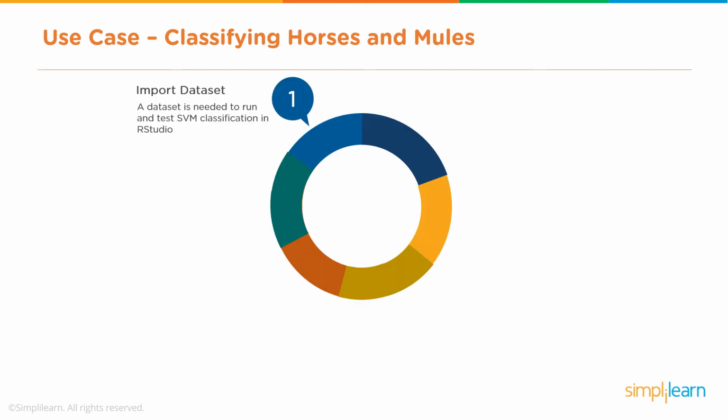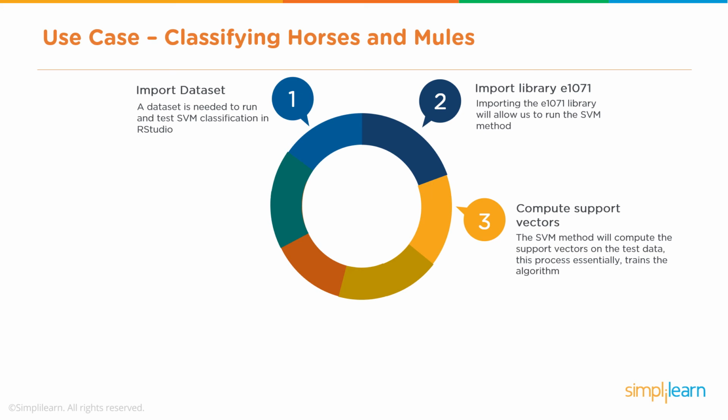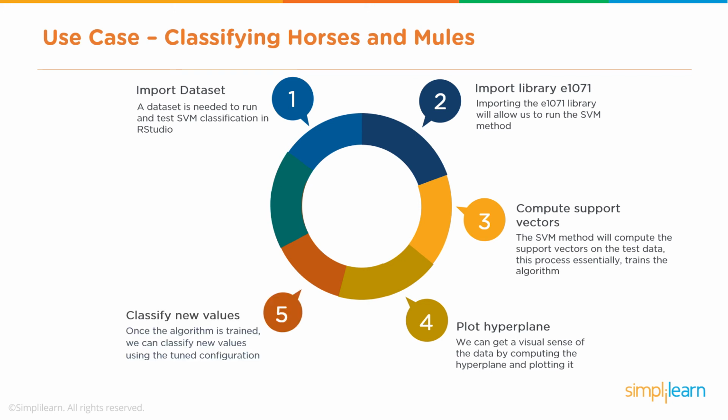So we'll take a data set, we'll import the data set, we'll make sure we have our libraries. The e1071 library has support vector machine algorithms built in. We'll compute the support vectors using the library. Once the data is used to train the algorithm, we'll plot the hyperplane, get a visual sense of how the data is separated. And if it's two-dimensional or three-dimensional, that's great. Remember, if it's higher dimensional, it's tough to plot those.